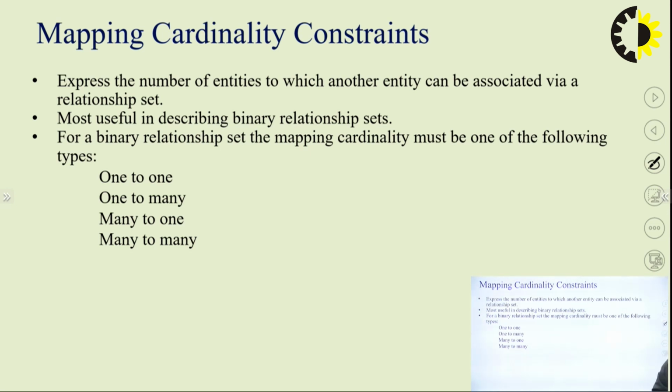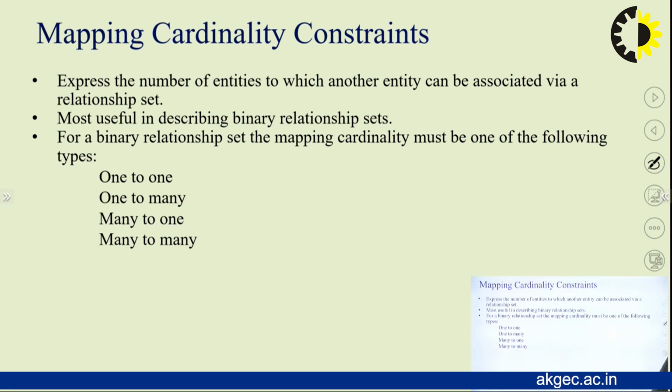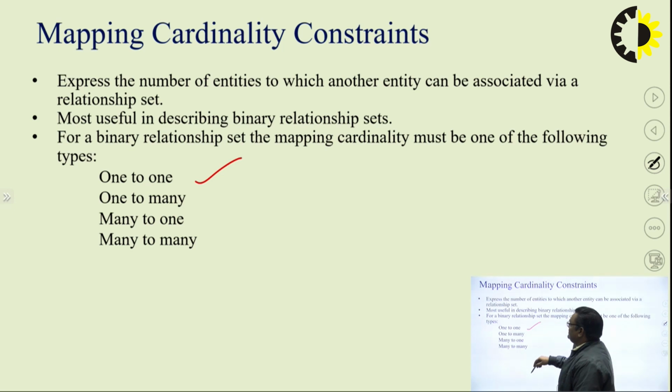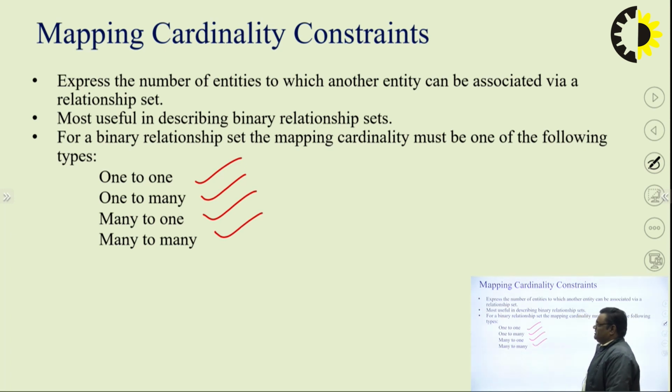For a binary relationship set, the mapping cardinality must be one of the following types: one to one, one to many, many to one, and many to many. These are the four mapping cardinalities we use to show an association between two entity sets using some relationship.